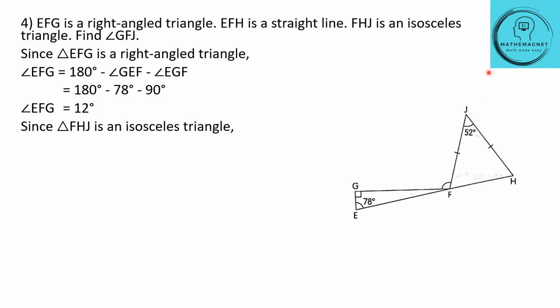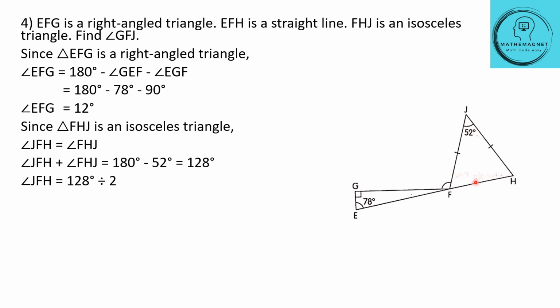Now in triangle FHJ, this is an isosceles triangle. These two sides are equal, which means these two angles will be equal. We know the third angle is equal to 52. So we can find these two angles by subtracting 180 minus 52 and then dividing it by 2. So we will get JFH as equal to 64.